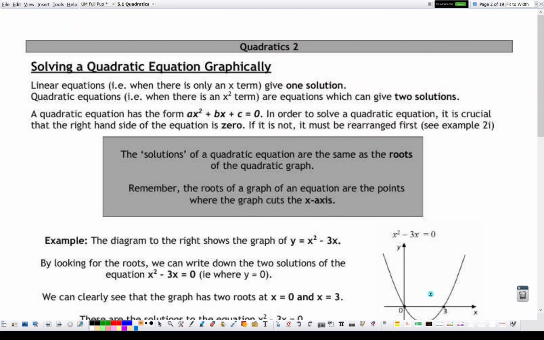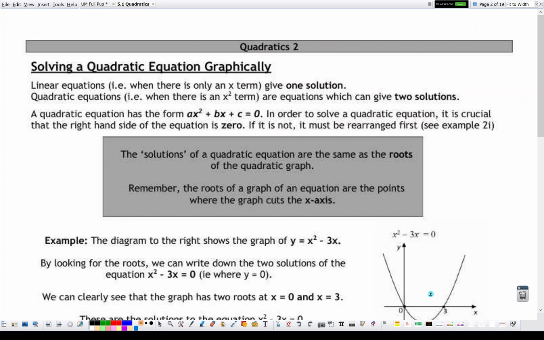Okay, so the first thing I want you to do is take this first heading, which is solving a quadratic equation graphically. We're not going to spend too much time on this. I'm just going to get you to copy down a wee bit, and it's fairly obvious. Okay, so we already know some of this that's written up here.